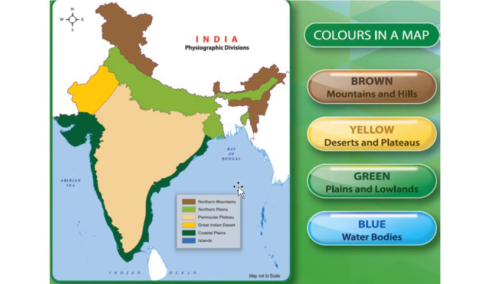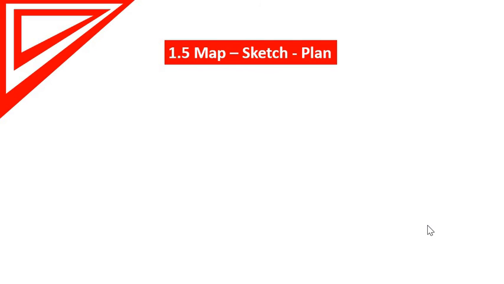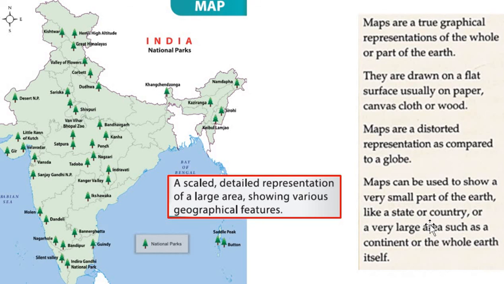Okay, so now again colors, the different colors that we have talked about. Brown represents mountains and hills, yellow represents desert and plateaus, green represents plains and lowlands, and blue represents water bodies in general. Okay, now the final part of today's talk, which is regarding the difference between map, sketch and plan.